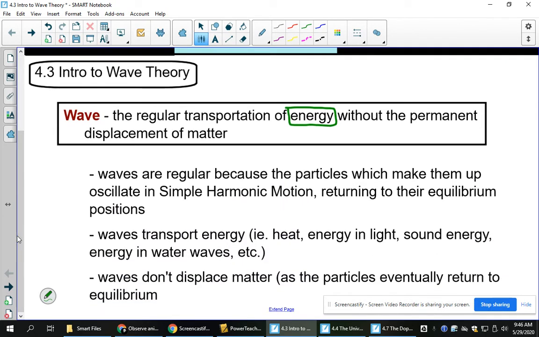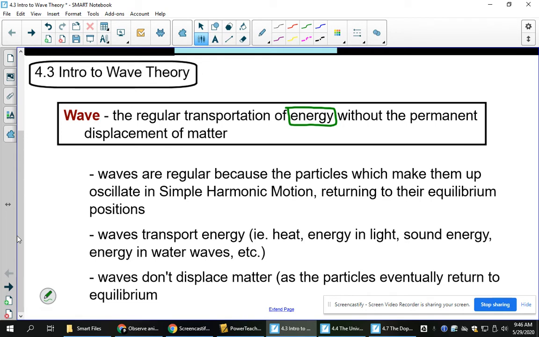So, a few things to know. Waves are regular because the particles which make them up oscillate in simple harmonic motion, returning to their equilibrium positions. So, simple harmonic motion was 4.1 that we didn't go through, but it's just something that does the same thing over and over and over again, like swinging on a swing set. You go back and forth and back and forth.